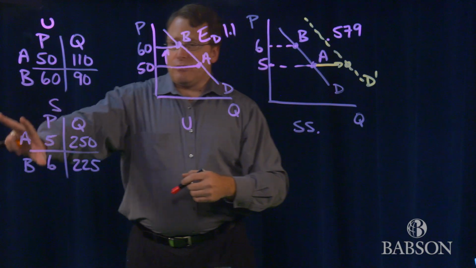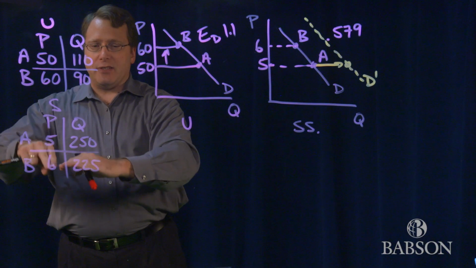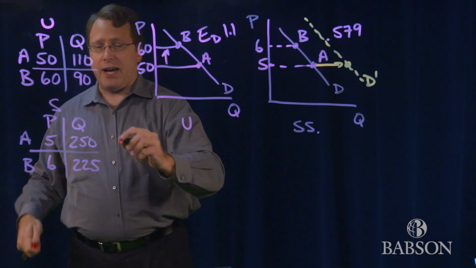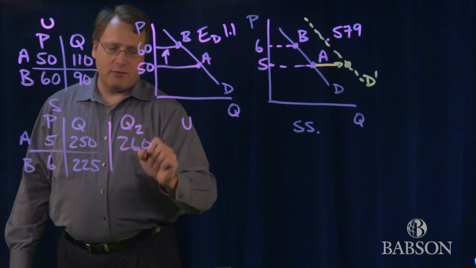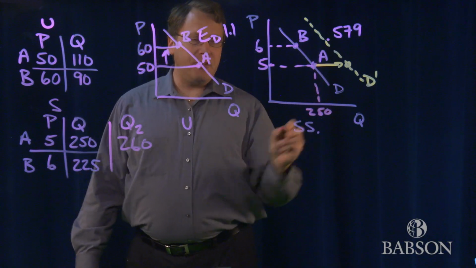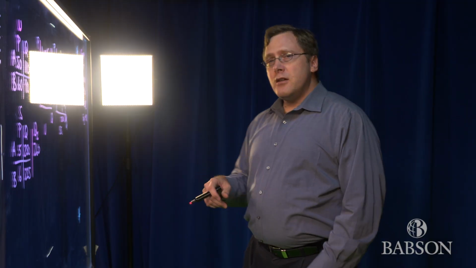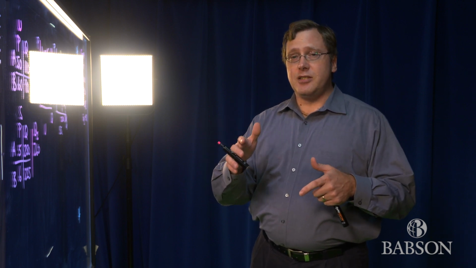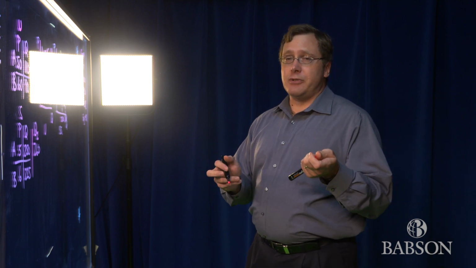So now imagine over here where we have sunscreen, right? Instead of this being 5 and 6, we really have 2 points at 5. And so imagine a second quantity here where the quantity rises to 260. So what we're saying is this was 250, and now it's 260. So that increase from 250 to 260 units that results from the price increase of umbrellas, right, that's the cross-elasticity of demand. So let's take a look at how we would calculate that.